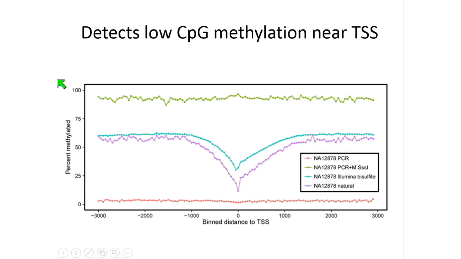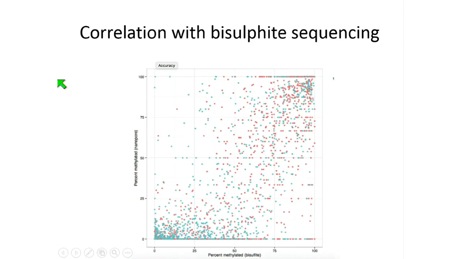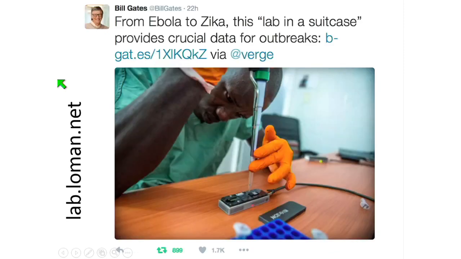But essentially what you can see is it does work. When we have a completely methylated human DNA using a DNA methyltransferase, it reliably detects these motifs. When we have the PCR material, we don't see them at all. And then when we have the natural DNA, we see a very good correlation with Illumina bisulfite sequencing. So this is an early suggestion that methylation detection on nanopore is possible. And this is just correlation with bisulfite sequencing.